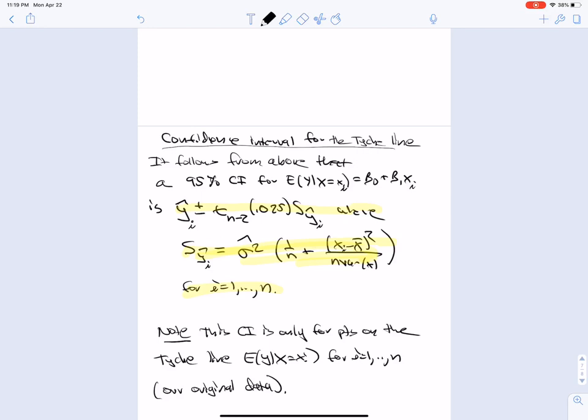And a confidence interval for the Tyche line, from above, we have that a 95% confidence interval is yi hat plus or minus the cutoff t_{n-2, 0.025} times the standard error, where the standard error is in this highlighted formula that we derived above. And just to reiterate, this is for our original data. i is a number between 1 and n. So the CI is only for points on the Tyche line, expectation of y given x is xi, for i from 1 to n, our original data.